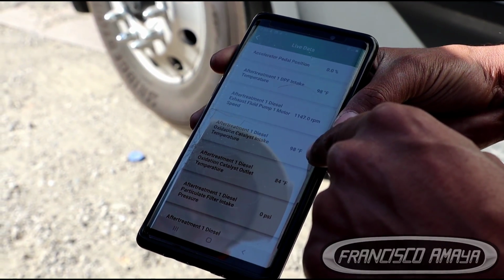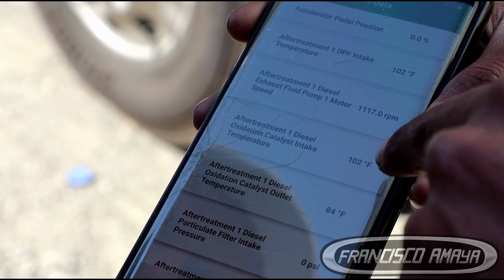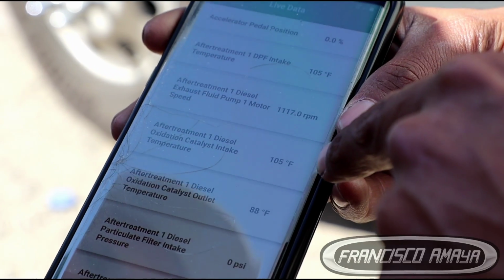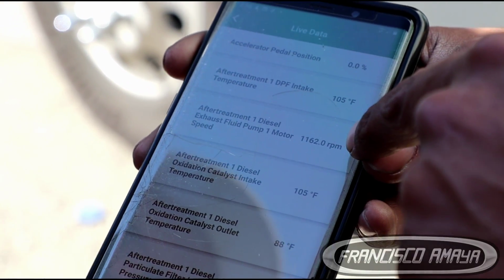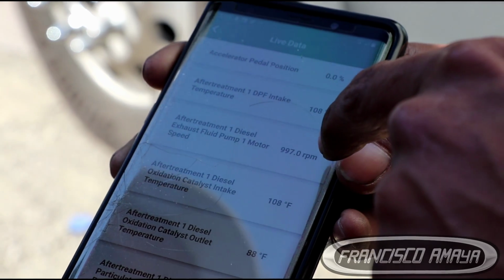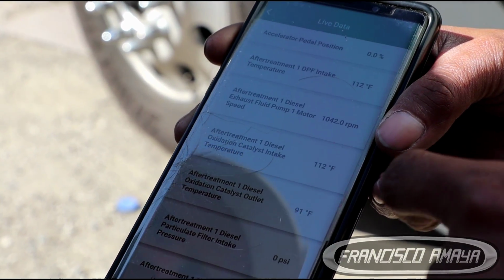So in this case, I can see that the temperature is increasing. That means that the app is actually connected directly to the sensor data of the vehicle. So I can see the RPM, the pump. This is very important on DD15s because you can see how much pressure is building based on the RPMs. Yes. And it depends, right?